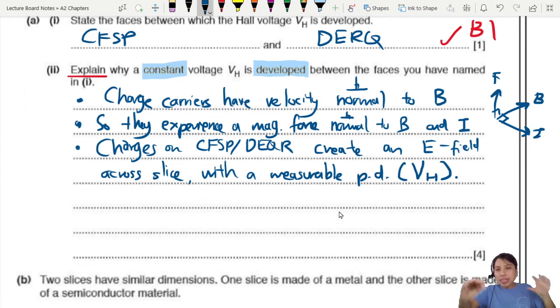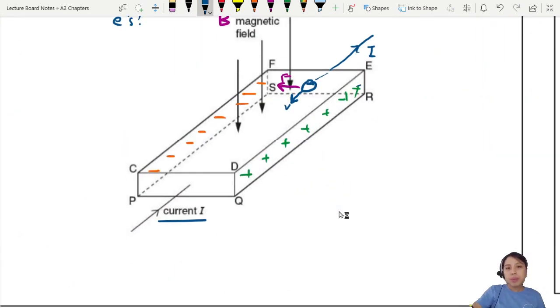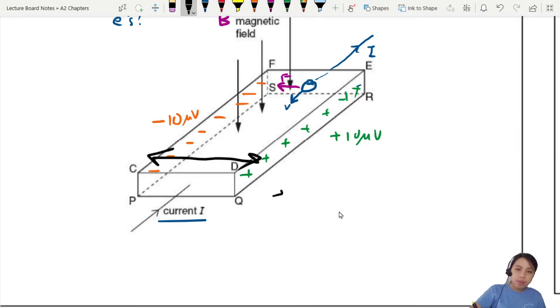Okay, so step one: charge moves, gathers there, creates an electric field, and then you have a potential difference. Now you got a potential difference. Maybe here is negative 10 microvolt, I just create numbers only. Then on this side is positive 10 microvolt. So your potential difference will be, from here to here, 20 microvolt, something like that. That's just what I mean by potential difference.